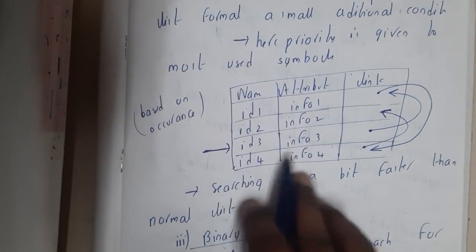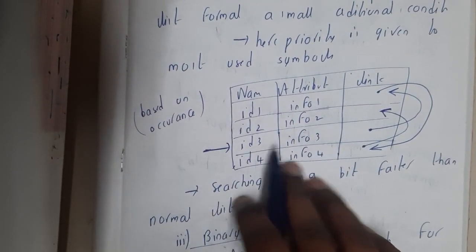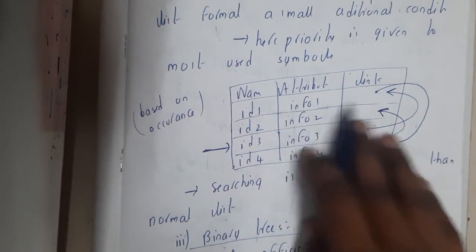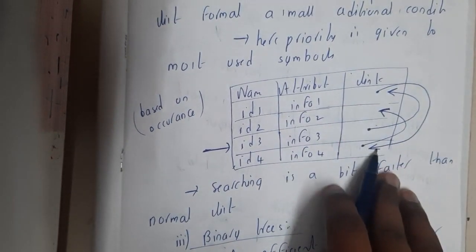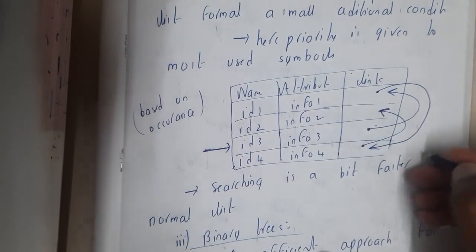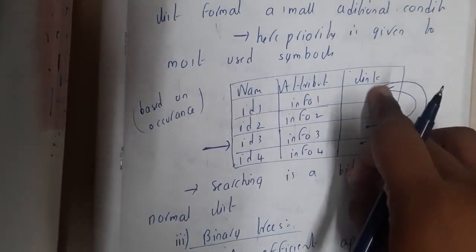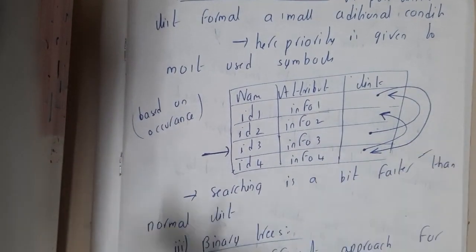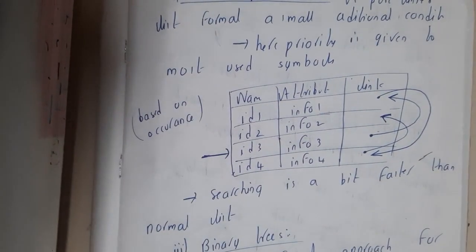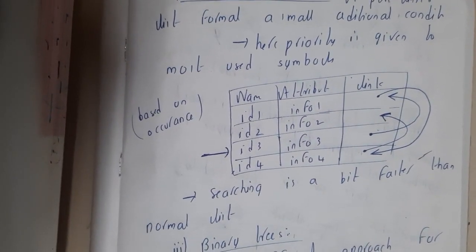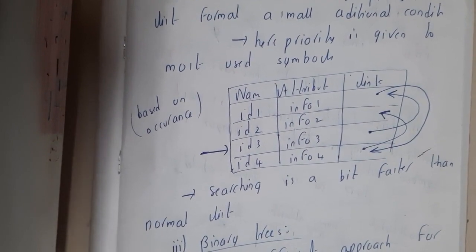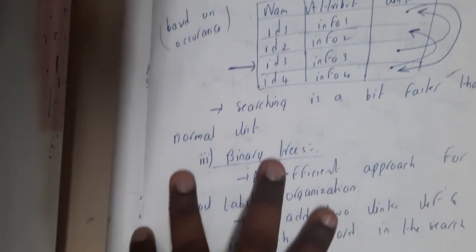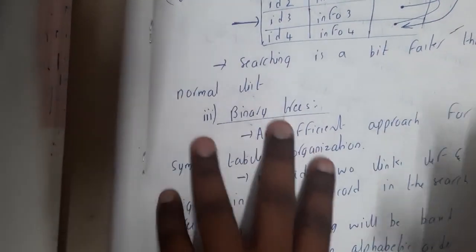In this example, we gave the highest priority to id3. After id3 we gave it to id1, after id1 to id4, and after id4 to id2. So this is a bit faster than a normal list, guys. We cannot say it will take exactly half the time or big O of 1, because in the worst case it might lead to big O of n also. Okay, yes.